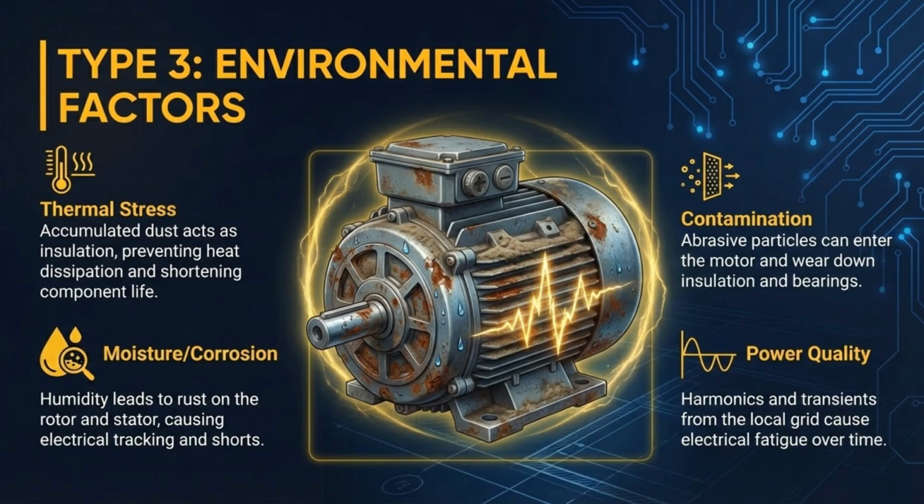Type 3 involves environmental factors. Thermal stress from accumulated dust prevents heat dissipation, shortening component life. Moisture and corrosion cause rust, leading to electrical tracking and shorts. Contamination from abrasive particles wears down insulation and bearings. Finally, poor power quality, with harmonics and transients from the grid, causes electrical fatigue over time.